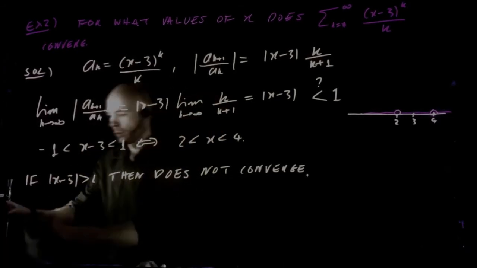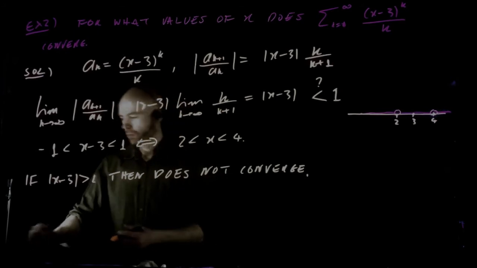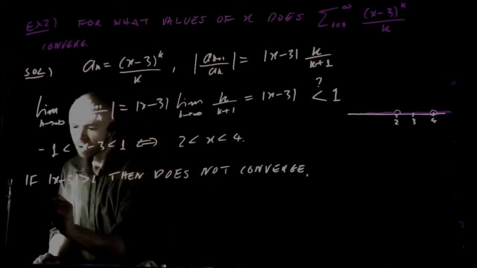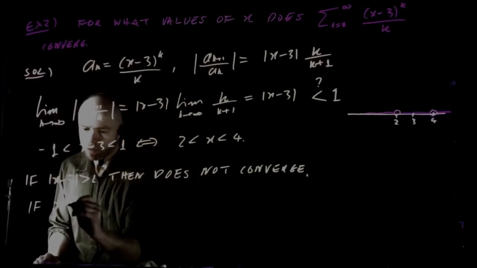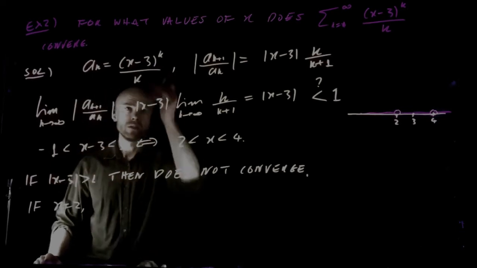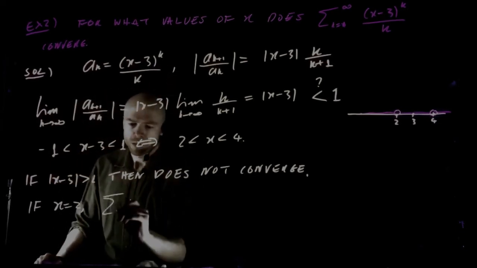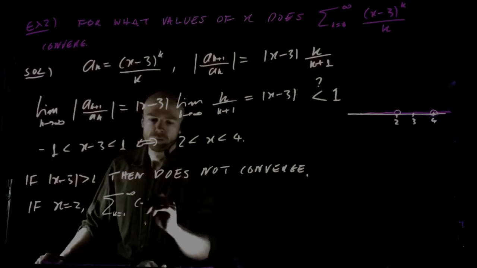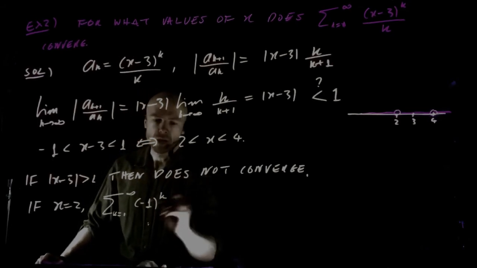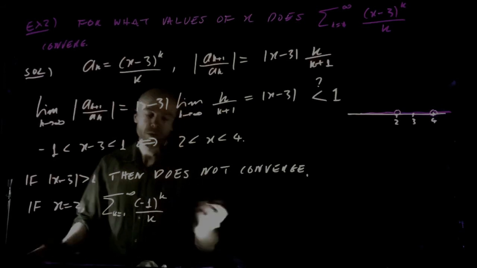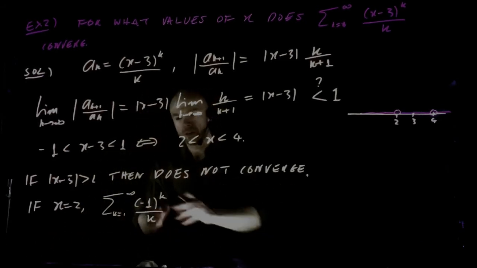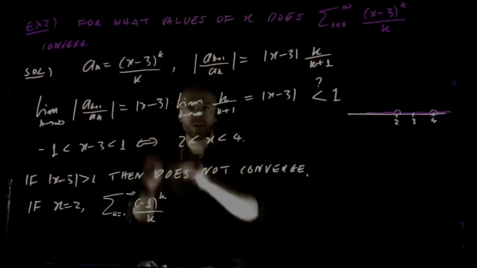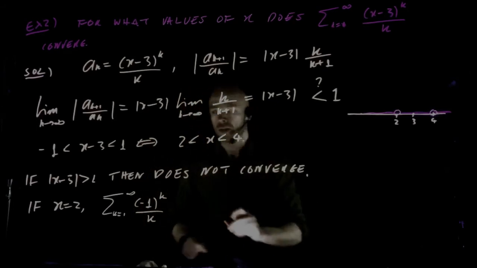So if we do this, if x equals 2, what happens to our series? Then we just get the sum from k equals 1 to infinity of minus 1 to the k over k, which converges because it's an alternating series. These terms are going down to 0. They're monotonically decreasing, so it converges.